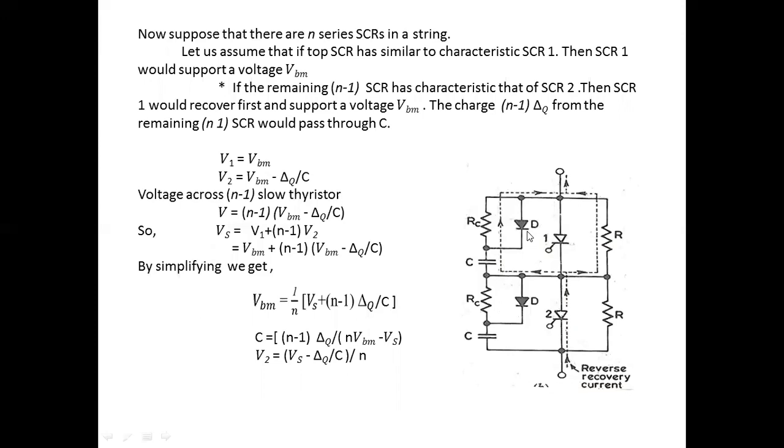Why has this much circuit been added? During the turn on and turn off processes, the capacitance of the reverse biased junctions determines the voltage distribution across the SCRs in a series connected string. What I am telling is that there is a problem at the turn off condition and also the turn on condition. Here, during the reverse biased conditions, the reverse biased junctions exhibit a capacitance, which is shown here within the circuit. This is the capacitance and also the capacitive resistance.